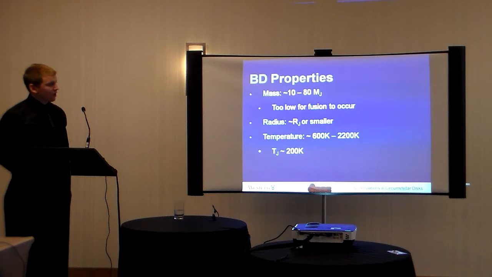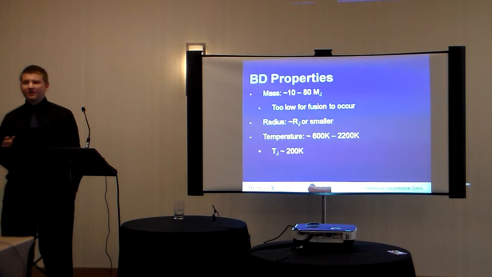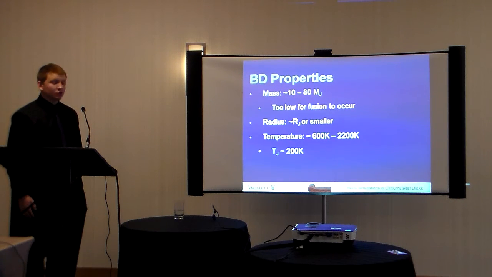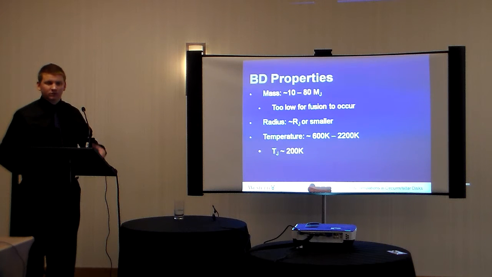at. Here's a summary of brown dwarf properties. Their mass, between 10 and 80 Jupiter mass. It's a bit of a fuzzy line between both ends. Key point, too low for fusion to occur. That's why they're so small and cold.